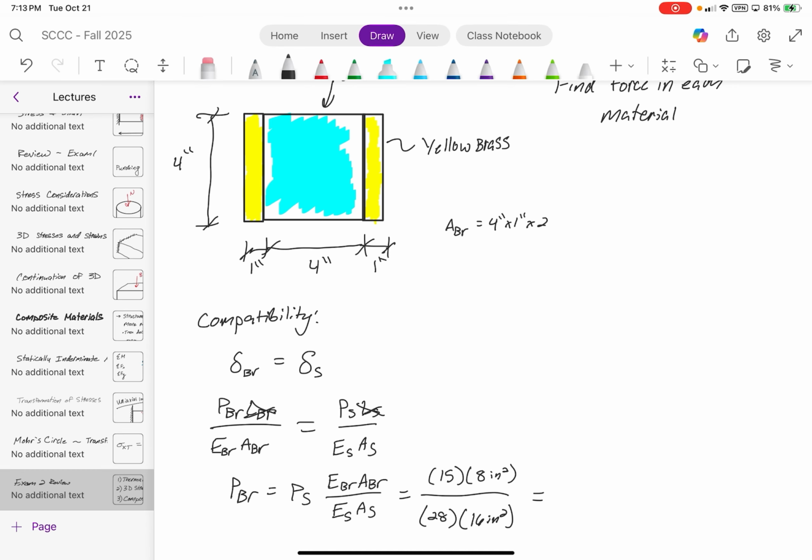Wouldn't it just be 1.5 then, if you're doing it like that? Because it's 15,000 versus 28,000. 15,000 over 28,000. Oh, okay. Maybe I'm just slow.